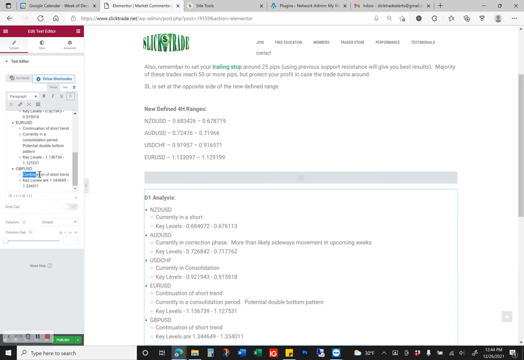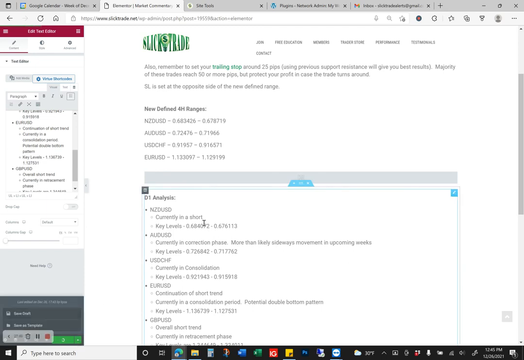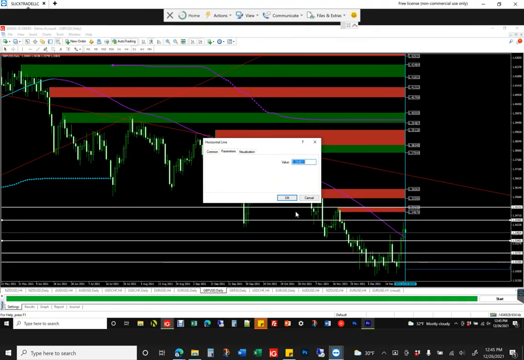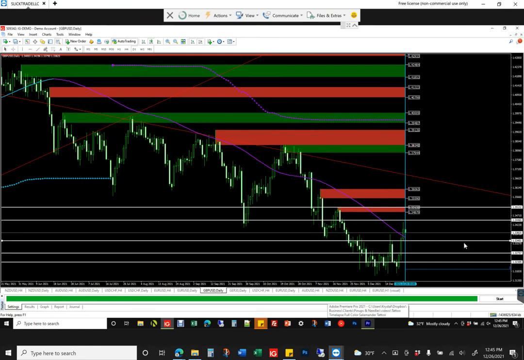All right, I'm going to change this. We are in an overall short trend, currently in a retracement phase and could be in a potential reversal. We'll see what happens here. So there we go. All right, so that is the plan for the upcoming week.